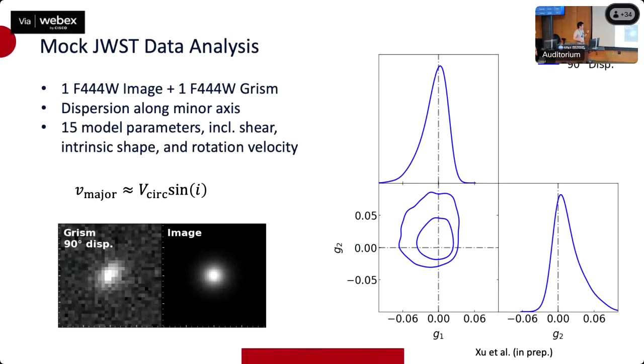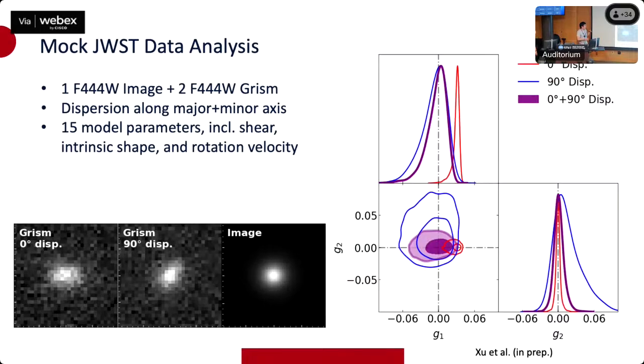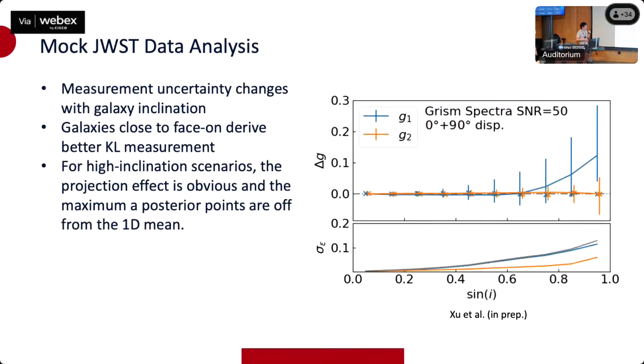And if we put another GRISM along the y-axis, we see the posterior is broadened a lot, but is not biased in G1 and G2. This one is measuring the major axis velocity, which is roughly v circular times the inclination angle. If we combine the two dispersion spectra together, we arrive at the purple one, which gets unbiased and very nice tight measurement on the G1 and G2.